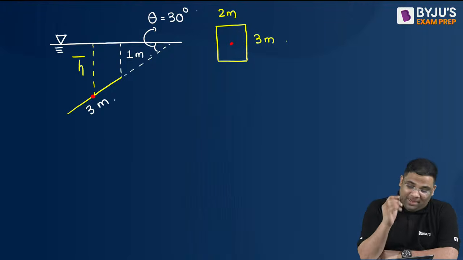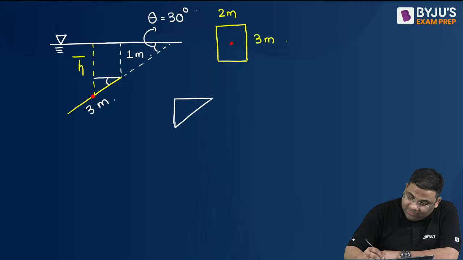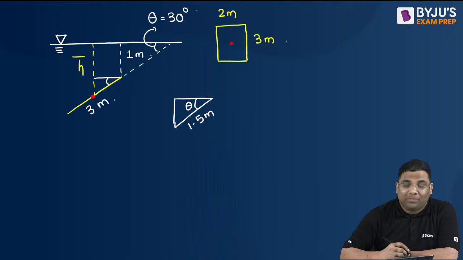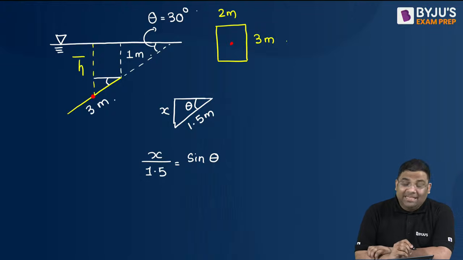How to find out the h bar? Very easy, you see. So this is 30 degree, right? See this triangle. This will be 1.5 meter. This is your theta, and suppose this is your x. So x by 1.5 is your sine theta, na?